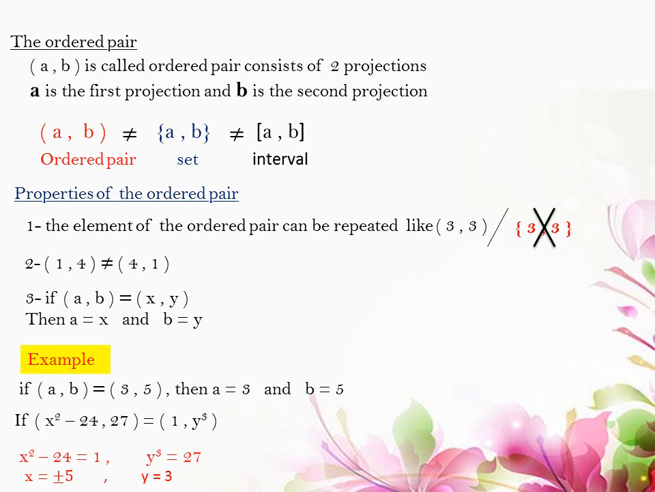Another example: if (x² - 24, 27) equals (1, y³), then x² - 24 equals 1 and 27 equals y cubed. So x² - 24 = 1, then x² = 25, and x equals positive or negative 5. And y³ = 27, so y will be 3.